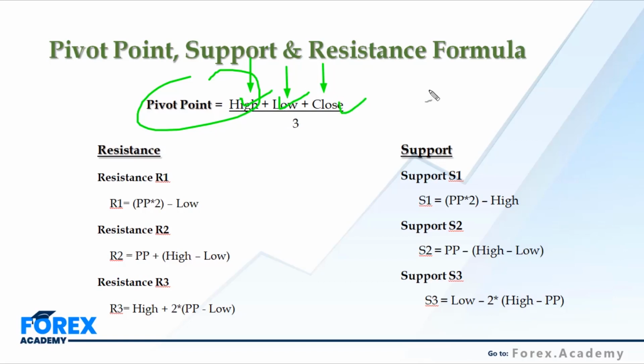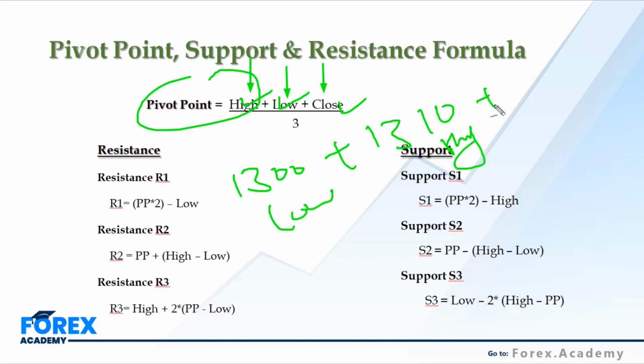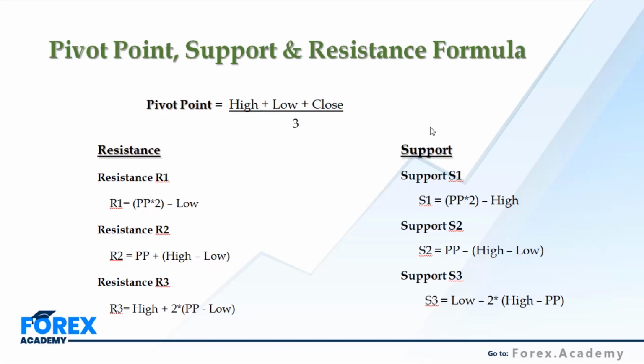So let's suppose I get 1300 was the low level, 1310 was the high level, and the closing was somewhere else, 1305. I will add them, and I will divide them by 3, which is the average of them. So let's see what we got here. Let me open my calculator, just a moment. Alright, so on the calculator, 1300 plus 1310 plus 1305 divided by 3, which is 1305. So guys, 1305 should be my pivot point.